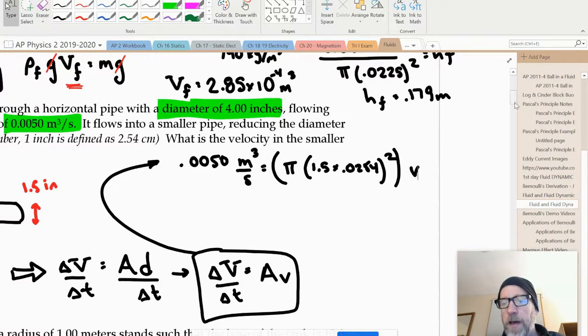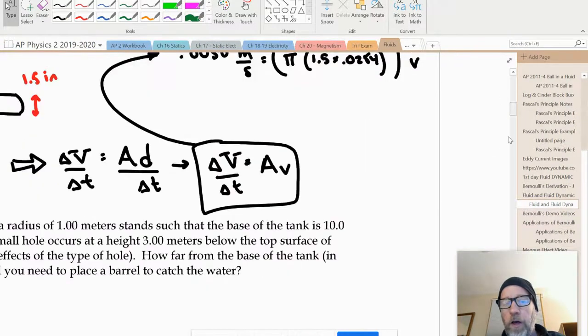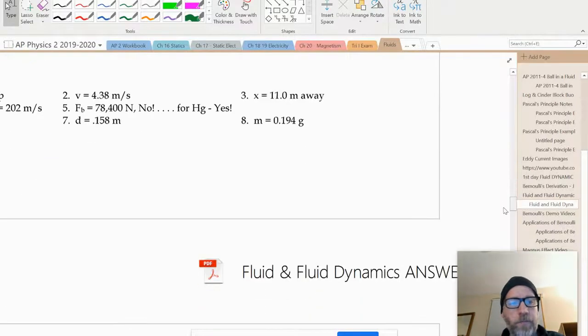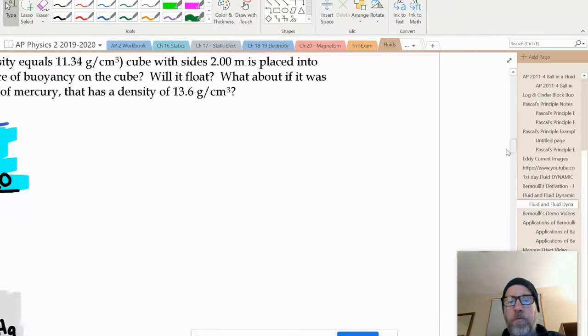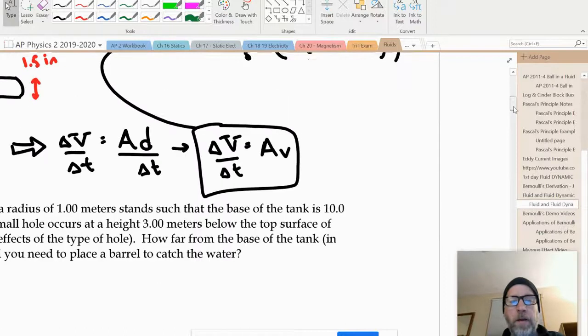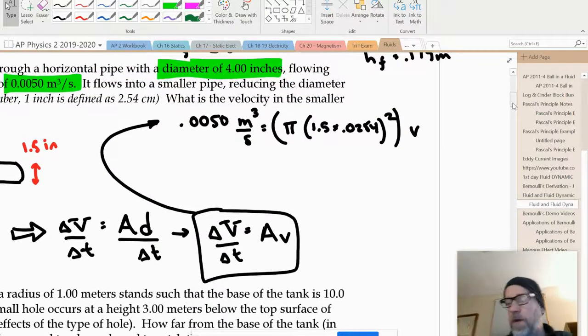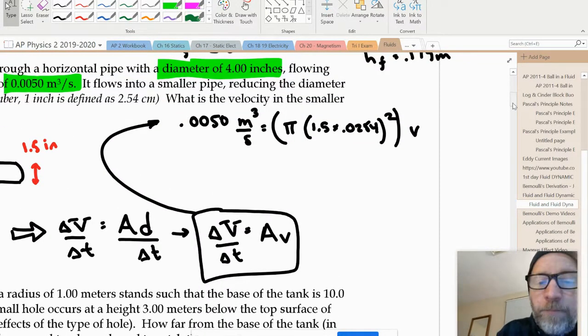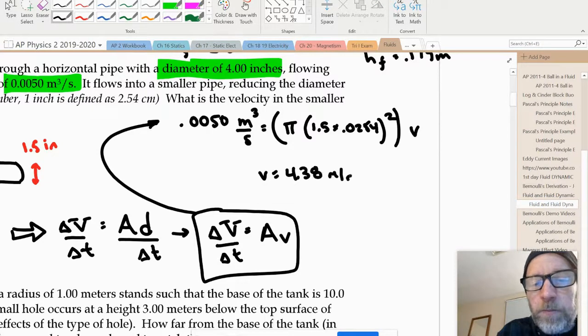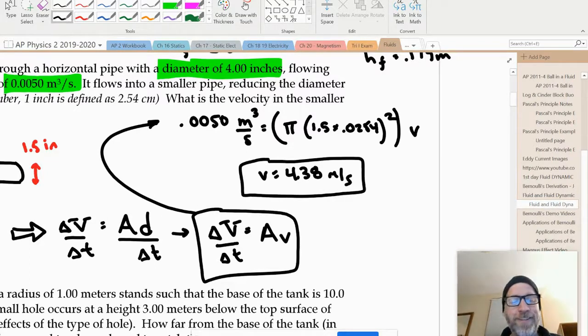Or, better yet, I go to the end of the page where there's an answer key, and I got 4.38 meters per second. If somebody could double check that for me. Sam, I believe you've already got the answer. Did you get 4.38 meters per second? Yeah? Nice hustle, Sam. Thanks.